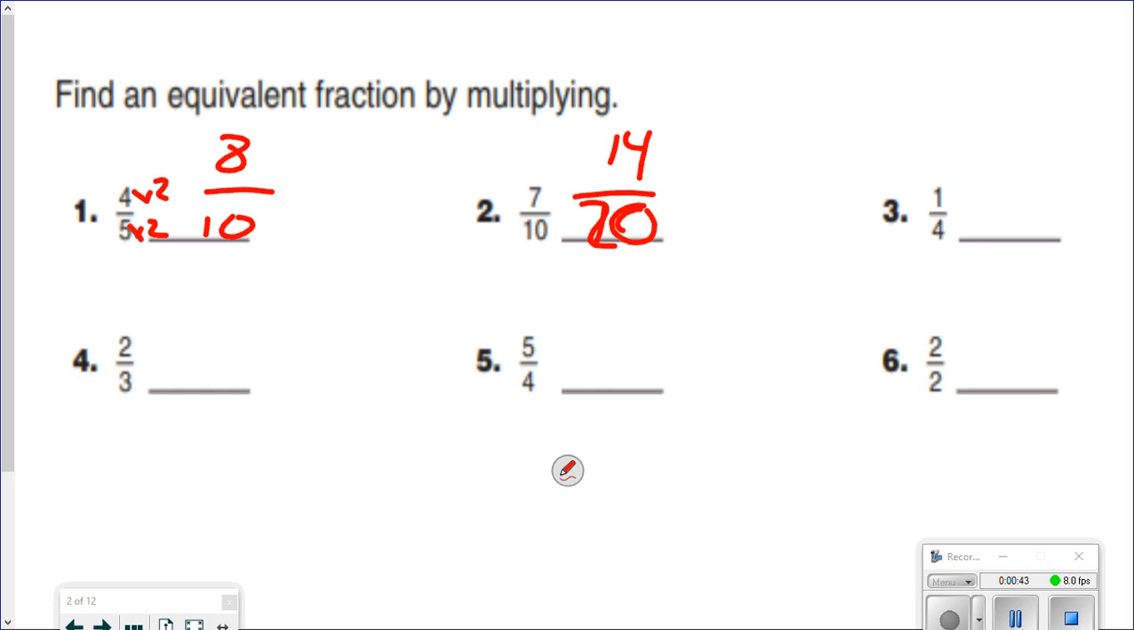Ooh, I almost had a mistake there. 1/4. We're going to multiply them both by 2. 1 times 2 is 2. 4 times 2 is 8. We're going to keep moving. 2/3: 2 times 2 is 4. 3 times 2 is 6.